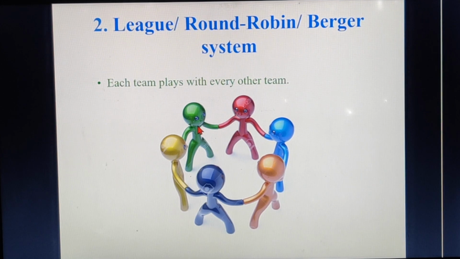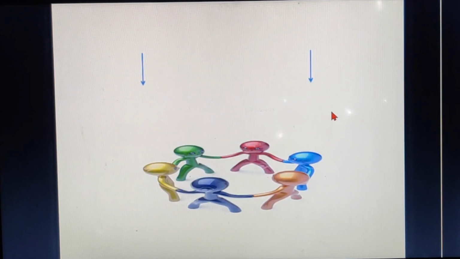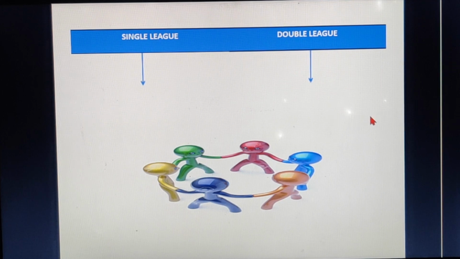What happens over here is that in a league tournament, each team gets to play with every other team. That is, team 1 will get to play with teams 2, 3, 4, 5 and 6. Even if they lose the match, they get to play with all of them. And if they win the match, they also have to play with all of them. So this is what the league system talks about. Now, league has 2 types: one is single and one is double.